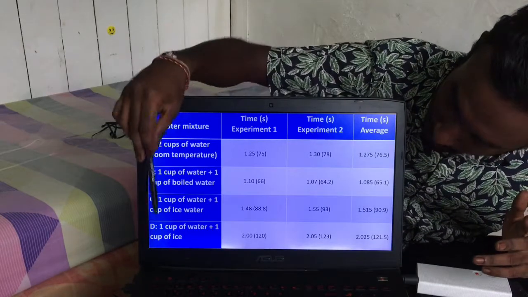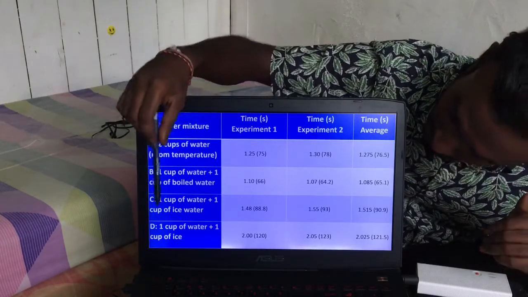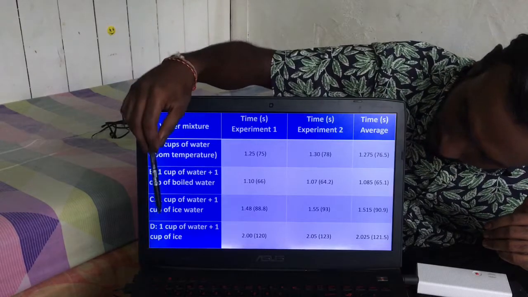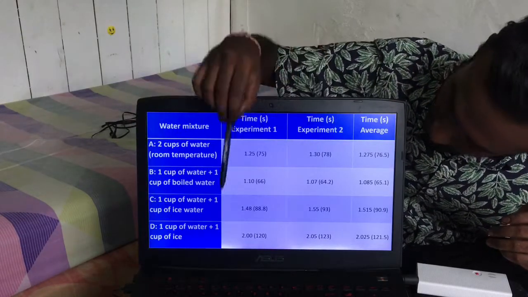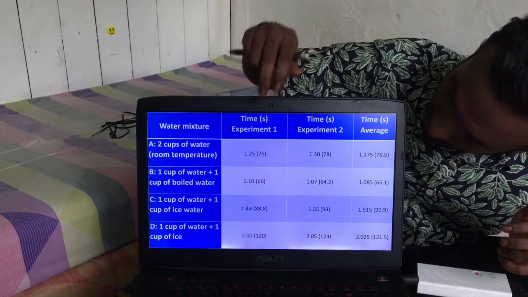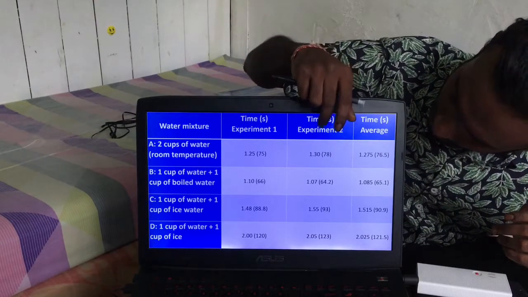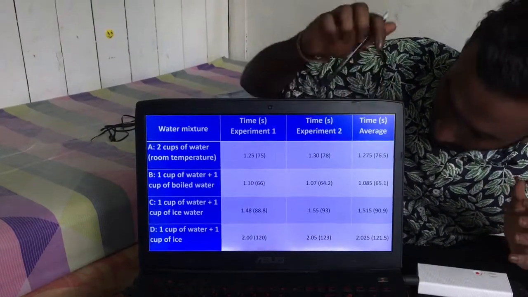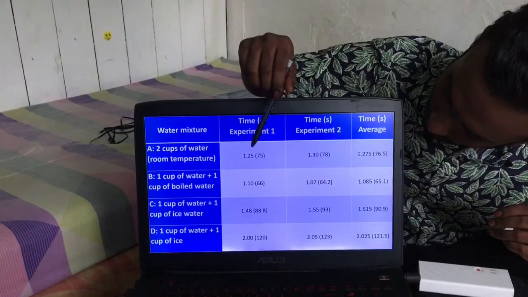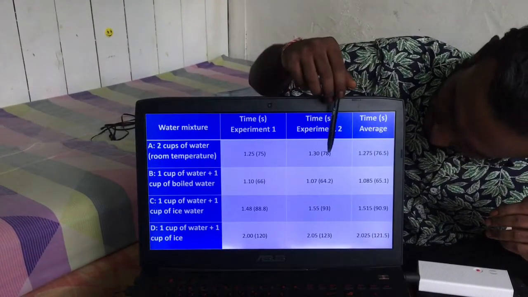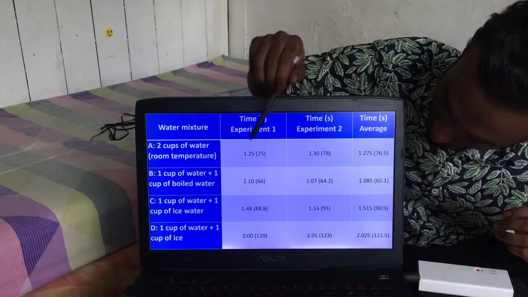These are the types of water mixture we used just now: type A, type B, type C and type D. These are the results. This is for the first trial, this is for the second trial, and this is the average. To calculate the average, I use this timing plus this timing, then divided by 2 because there are 2 trials.